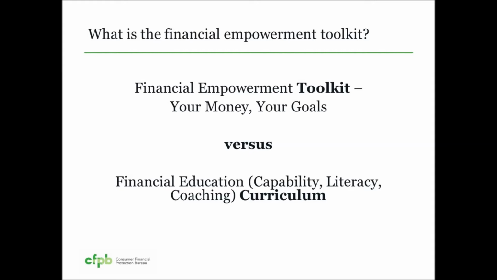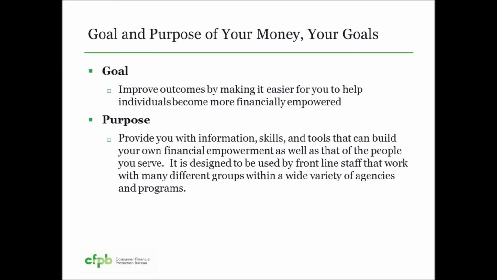The toolkit is designed to help frontline staff match content with specific needs of the individuals they serve on a just-in-time basis. If someone needs to build their credit to qualify for an auto loan, you can go directly to the module on credit without going through the modules on goal setting, on savings, on managing cash flow, and so on that come before it. Not that these topics aren't important, it's just not what the person needs at that time. The goal of the toolkit is to improve outcomes by making it easier to help people empower themselves to achieve their financial goals. The purpose of the toolkit is to bring together information, tools, and skills that can build your own financial empowerment as well as the people you serve.